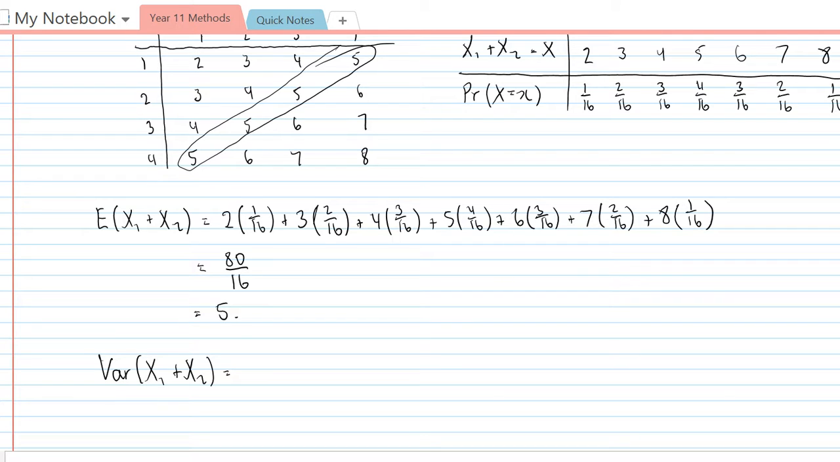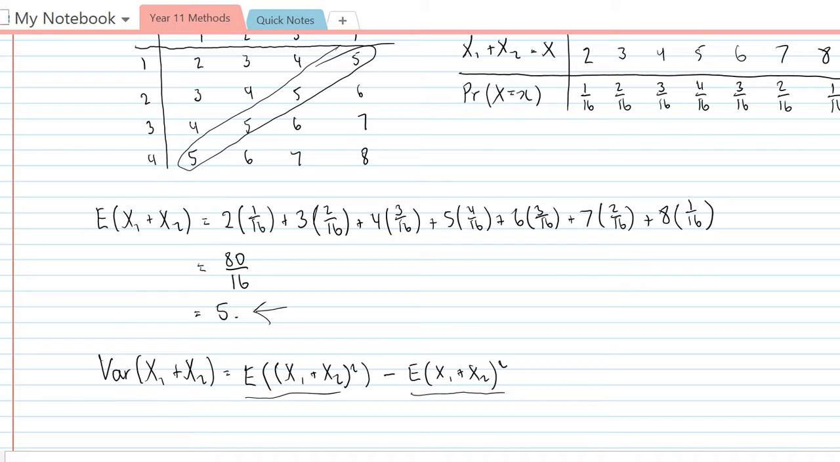well, that's going to be the expected value of x1 plus x2 squared, and then we're going to subtract the expected value of x1 plus x2, squared. So to work out this part of the equation here, I just need to square my answer from there. So that's going to be fine. That'll be really easy to do.